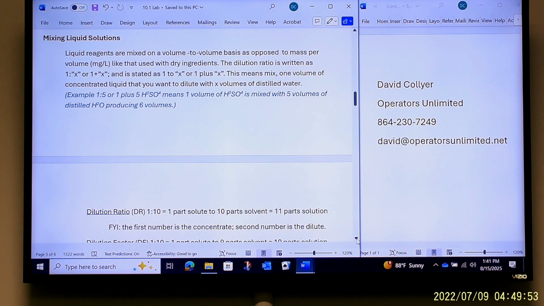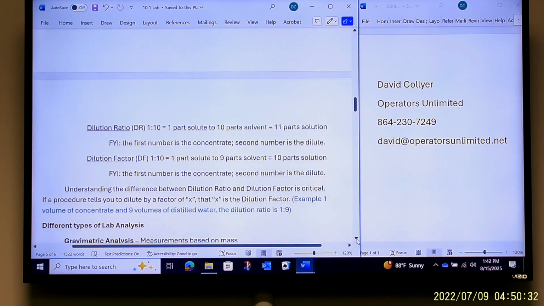This means mix 1 volume of concentrated liquid that you want to dilute with the unknown, the X volume of distilled water. An example here is 1 to 5 or 1 plus 5. So 1 to 5 means we're doing sulfuric acid. So 1 volume of H2SO4 is mixed with 5 volumes of distilled H2O, which is water, producing 6 volumes.